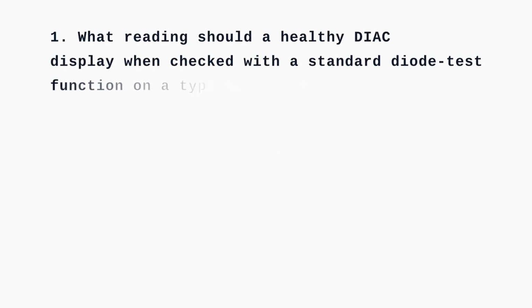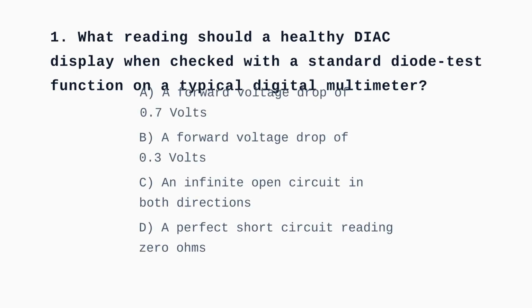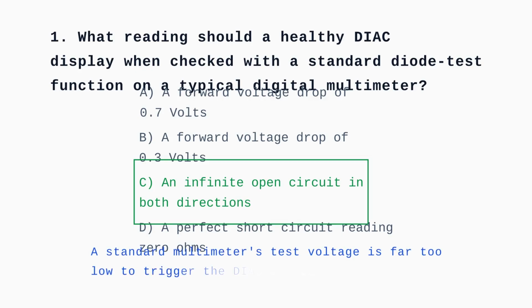Question 1. What reading should a healthy DIAC display when checked with a standard diode test function on a typical digital multimeter? Since standard digital multimeters only apply about 2 to 3 volts during a diode test, they cannot exceed a DIAC's breakover threshold, registering as an open circuit.